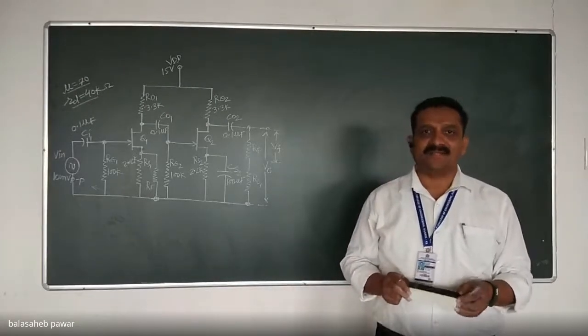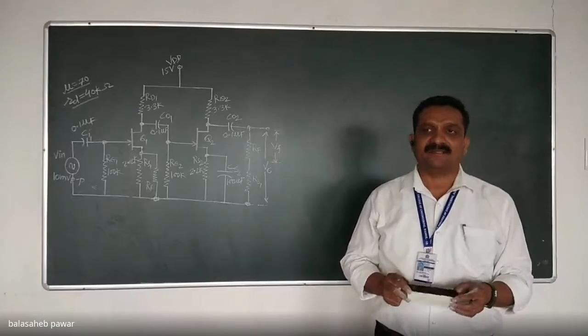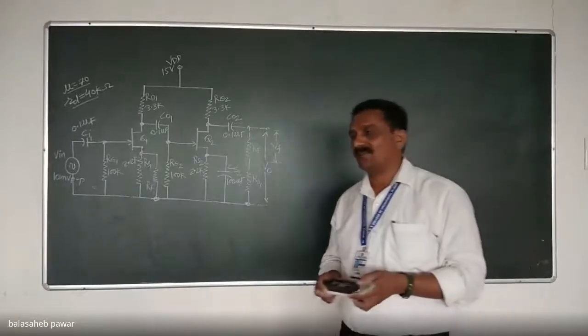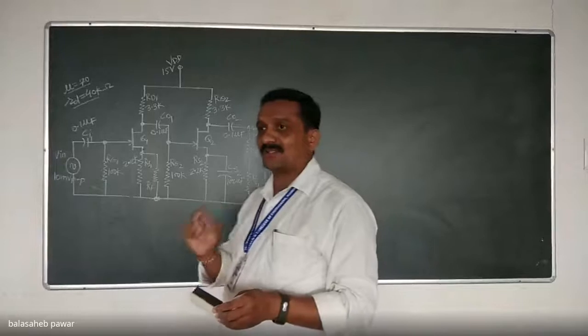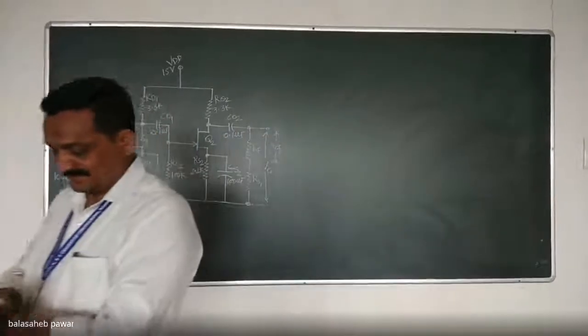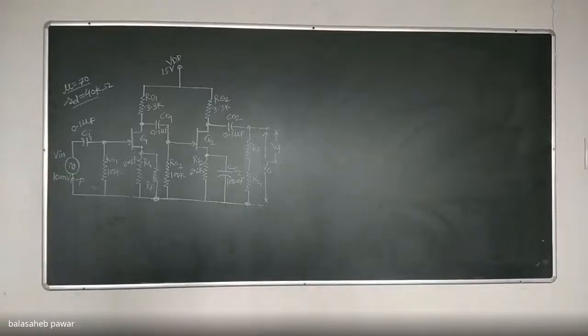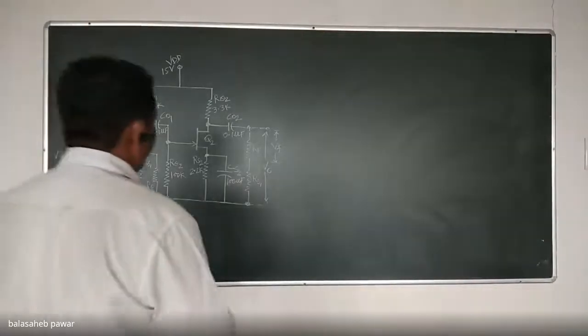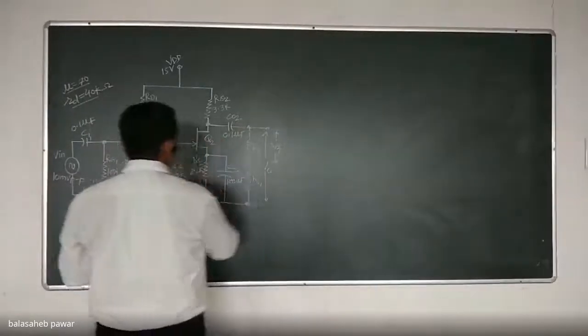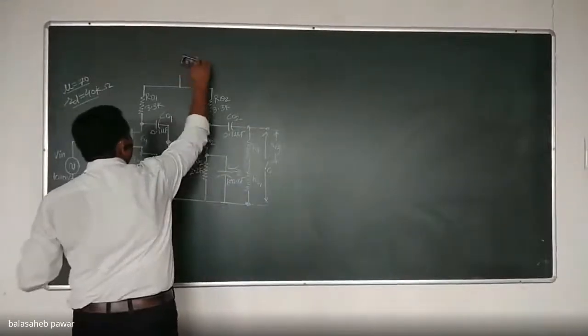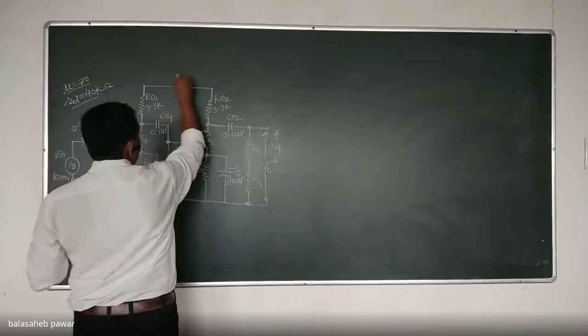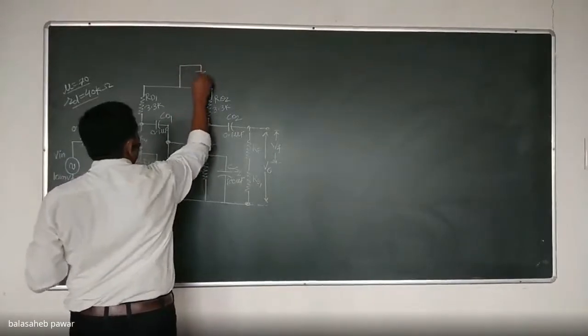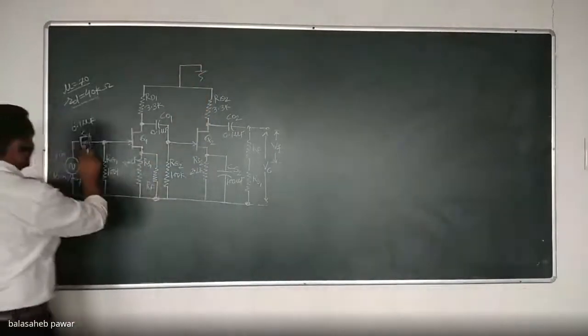To draw the AC equivalent circuit, all the capacitors in the given amplifier will work as open circuit or short circuit? Short. Yes, because for AC, the frequency is non-zero, and hence capacitors will act as short circuit. And DC sources, you have to consider as ground. That means you have to make it 0. This is the requirement to draw the AC equivalent, right?